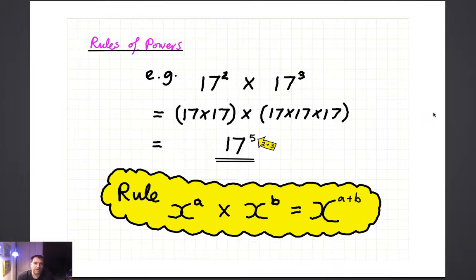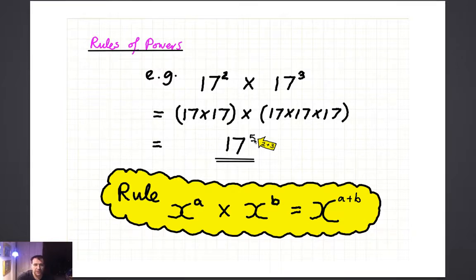So the rules of powers. For example, 17 squared, or 17 to the power of 2, times 17 cubed, or 17 to the power of 3. So that means 17 times 17, which I've put in brackets, times 17 times 17 times 17, which I've put in brackets. Now those brackets don't really need to be there, so you could just read that as 17 times 17 times 17 times 17 times 17, which is 17 to the power of 5. 17 multiplied by itself 5 times.